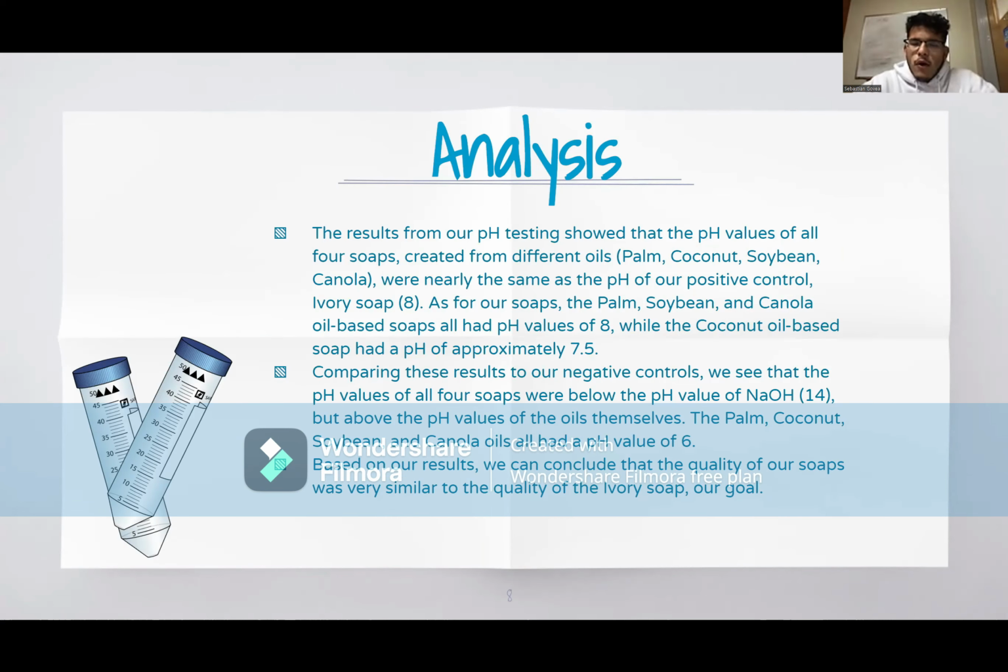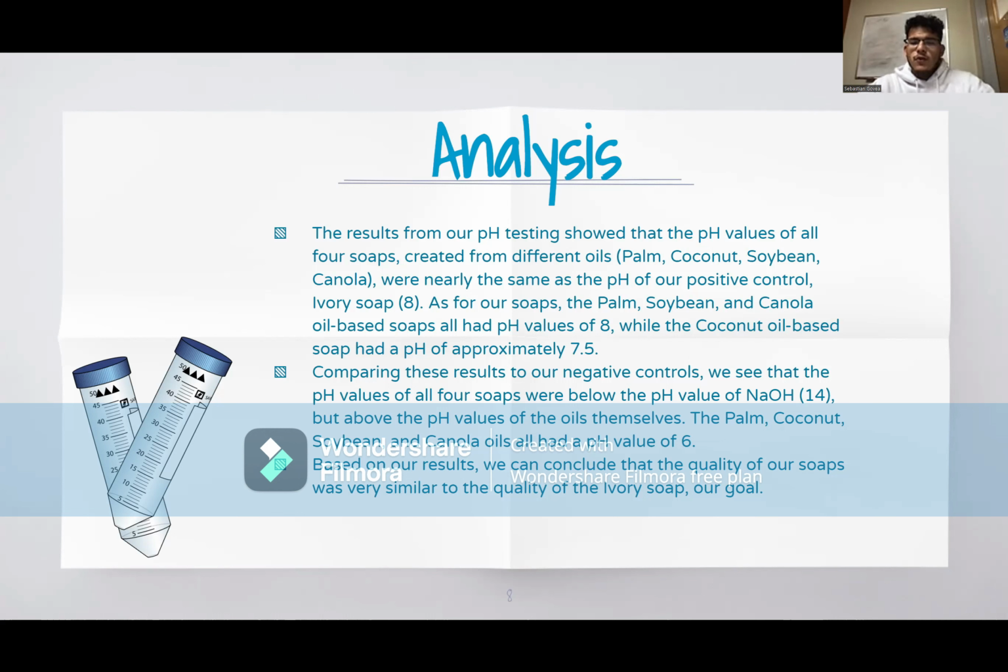Analyzing the results from our pH testing showed that the pH values of all 4 soaps created were nearly the same as the pH of our positive control Ivory soap, which was 8. As for our soaps, the palm, soybean, and canola oil-based soaps all had pH values of 8, while the coconut oil-based soap had a pH of approximately 7.5.